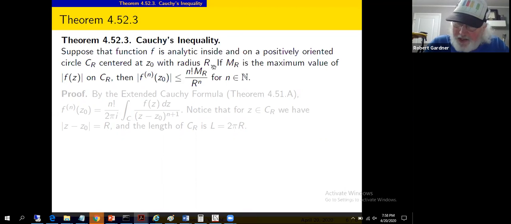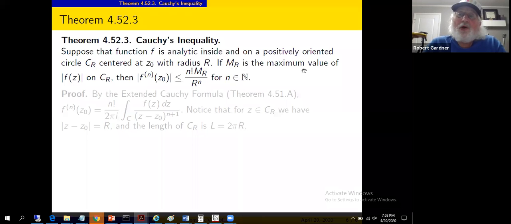So the usual setting: analytic function, positively oriented contour, in this case it's a circle, and they've given us the radius of it, and centered at z sub 0. So nothing special there, the usual hypotheses. Here comes some more hypotheses.